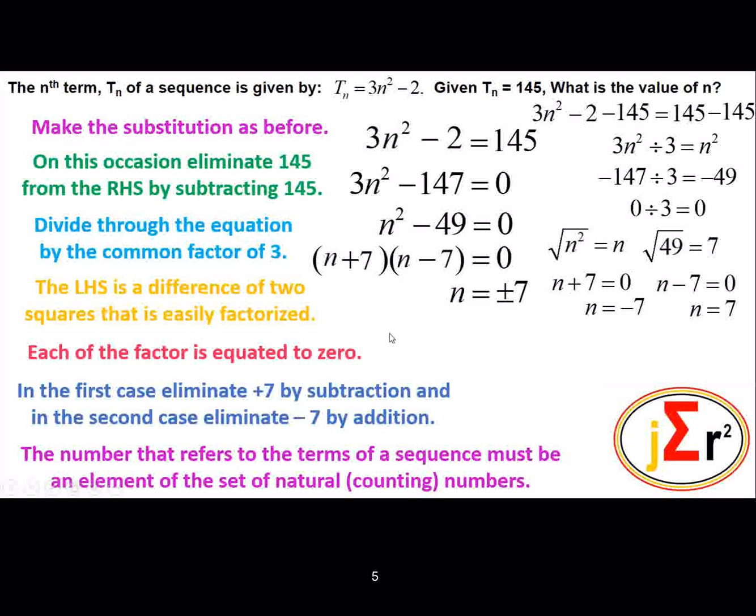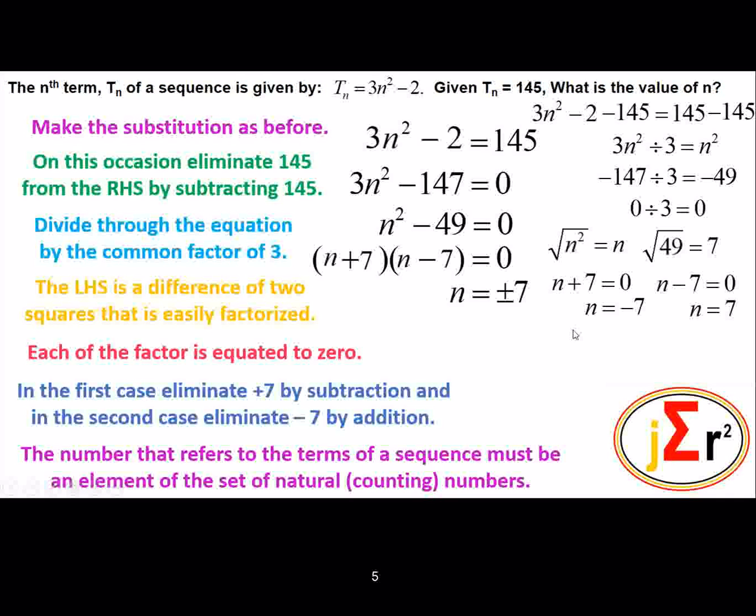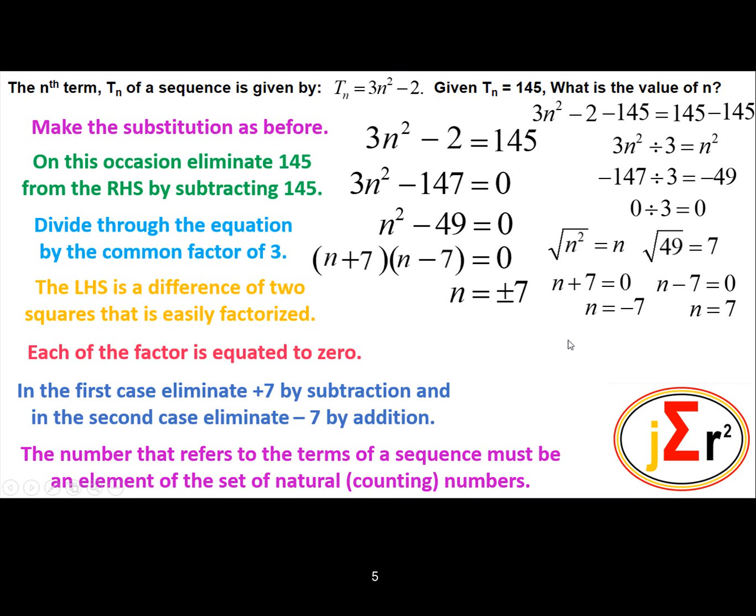The number that refers to the terms of a sequence must be an element of the set of natural or counting numbers, and that is why we are choosing the positive one. All natural numbers are positive numbers. There is no negative natural number. So the negative one is discarded, and we proceed to say that n is equal to positive 7.